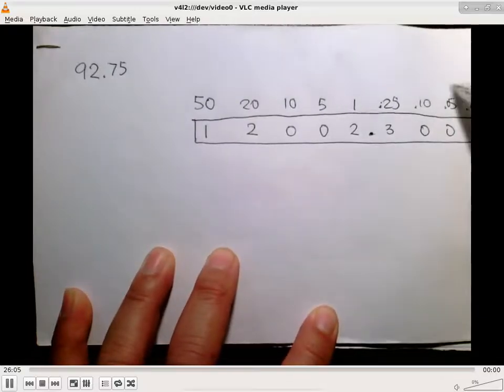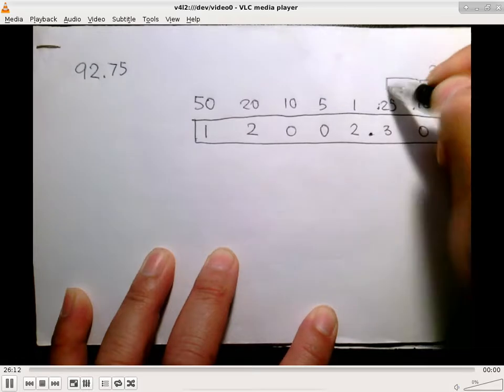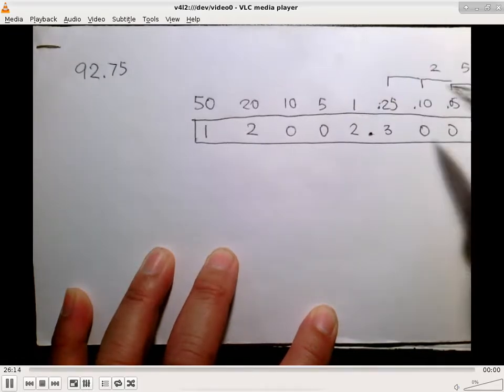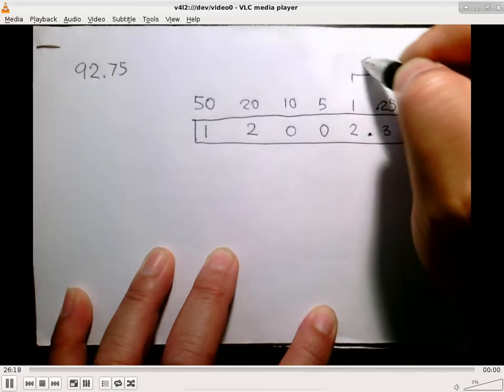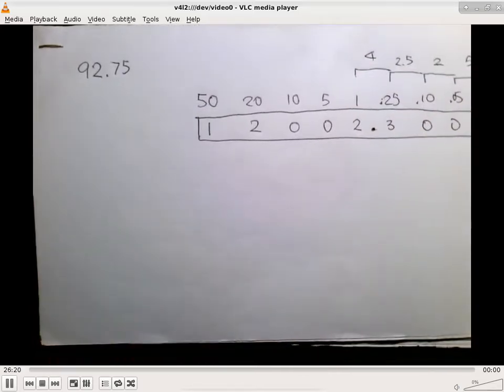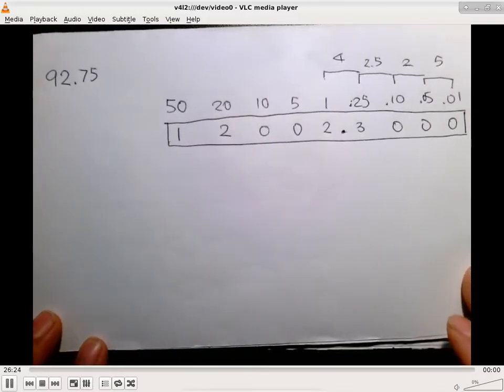From a penny to a nickel is a 5. From a nickel to a dime is a 2. From a dime to a quarter is a 2.5. It's not even an integer there, okay? And here's a 4. And at this point, we don't even have a recycling or a repetition of these numbers, 5, 2, 2.5, and a 4.